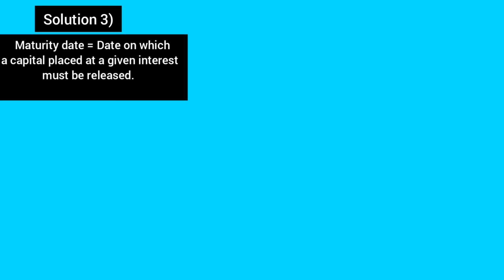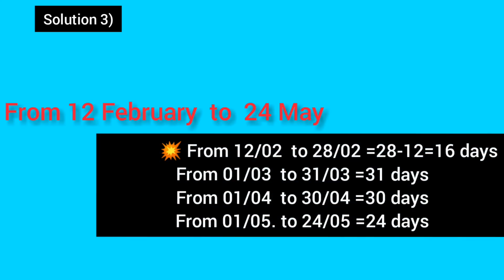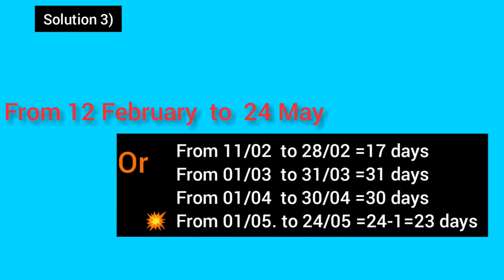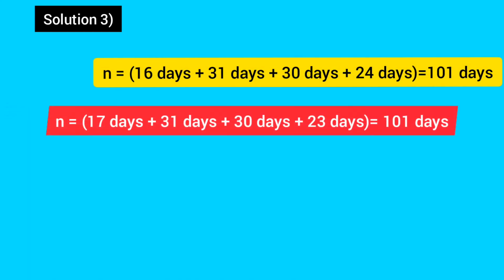Solution 3. Know that maturity date equals the date on which a capital placed at a given interest must be released. Here we will count from February 12 to May 24 as follows. Note, when we count, we can either choose not to count the day that the placement took place, and therefore the day of maturity is taken into consideration. N equals 16 days plus 31 days plus 30 days plus 24 days. Or you can choose to take into account the day of placement, and therefore the day of maturity is not taken into account. N equals 17 days plus 31 days plus 30 days plus 23 days. In both cases, we clearly see that N equals 101 days.